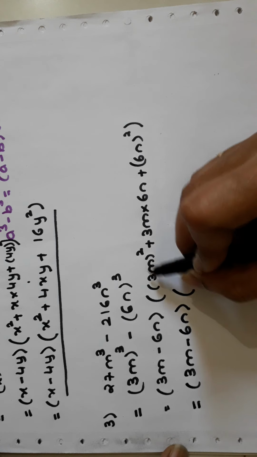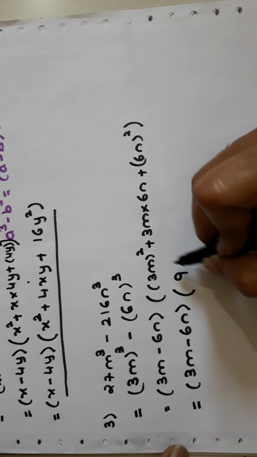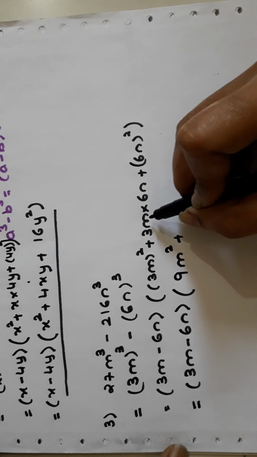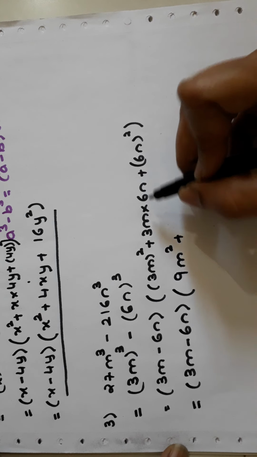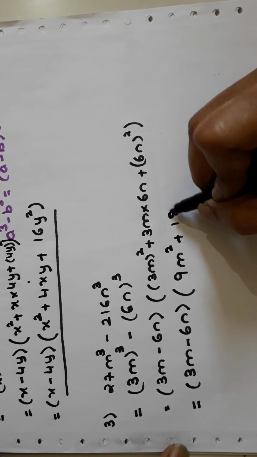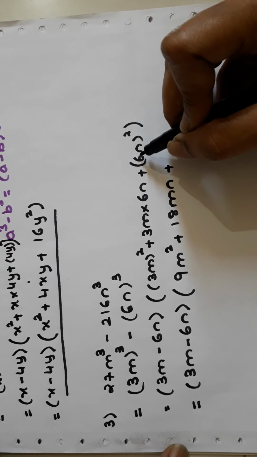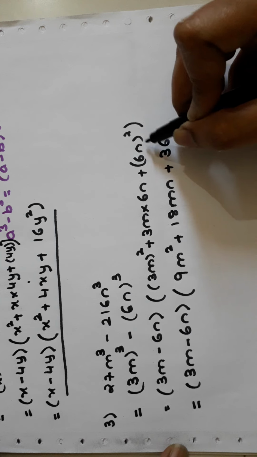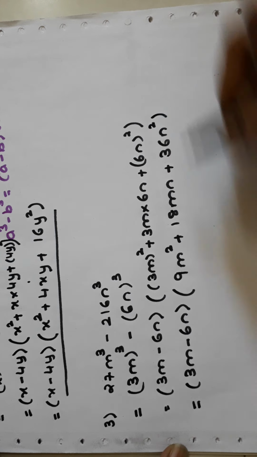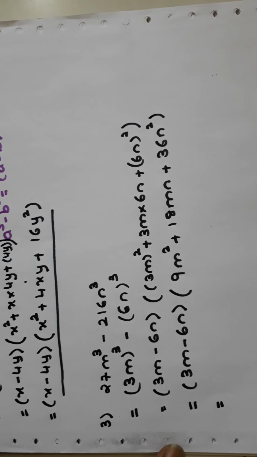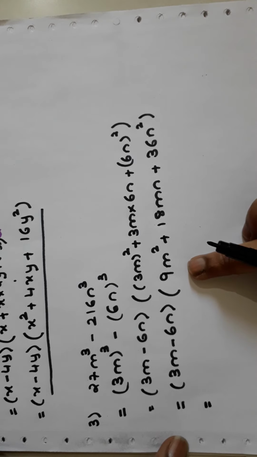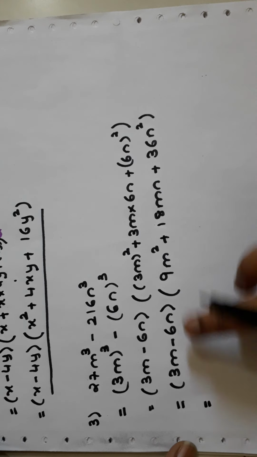Law of integers, 3 square is 9, m the whole square is m square, plus multiplication of unlike terms, 3 into 6, 18, m into n, mn, plus again law of integers, 6 square is 36, n the whole square is n square. Now you can leave the answer as it is, or you can take common from both the brackets.